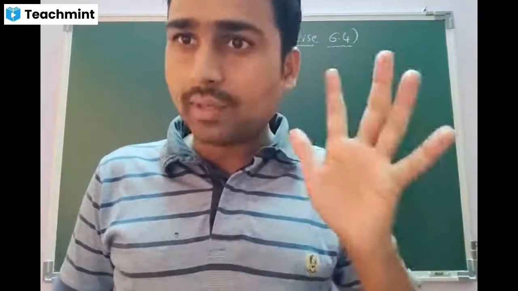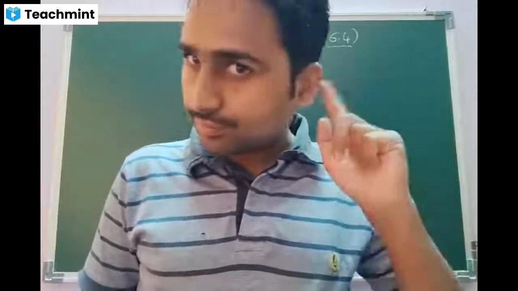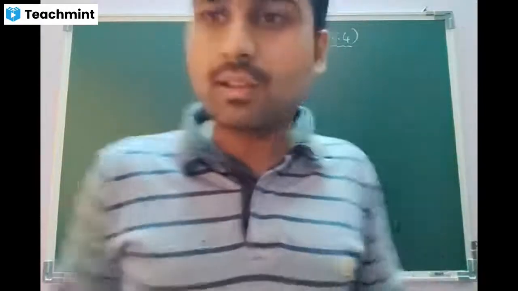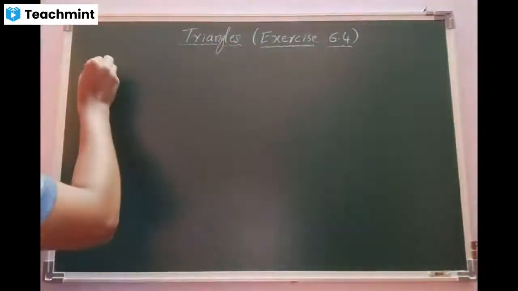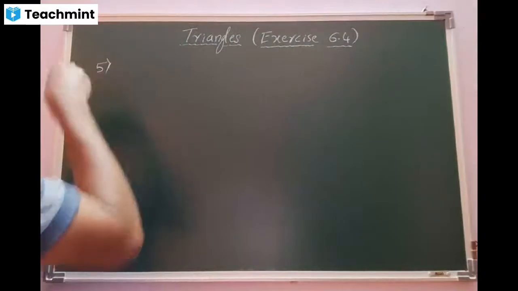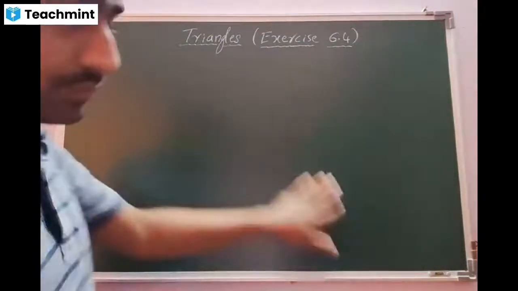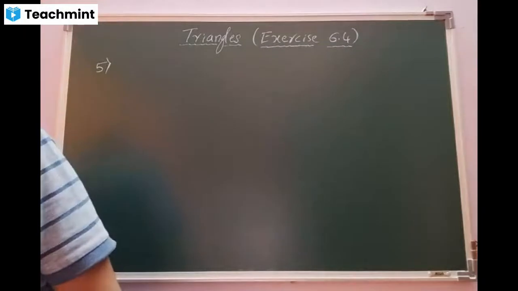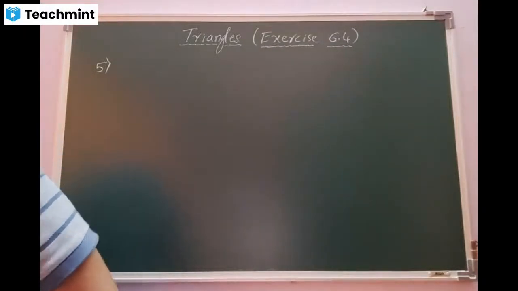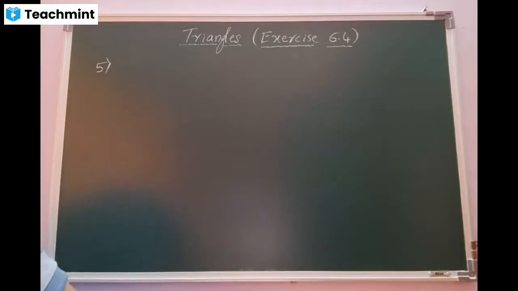Spurti, can you hear me? Read the fifth one. Fifth one. D, E, and F are respectively the midpoints of sides AB, BC, and CA of triangle ABC. Find the ratio of the areas of triangle DEF and triangle ABC.